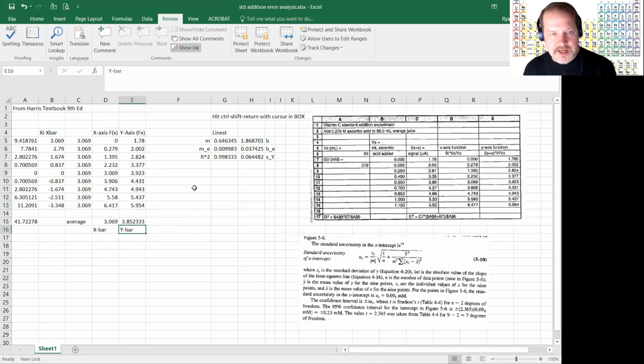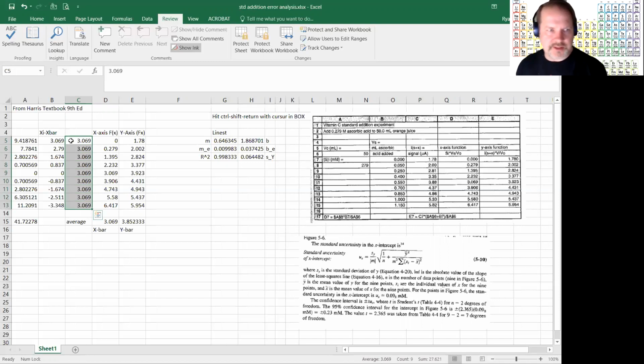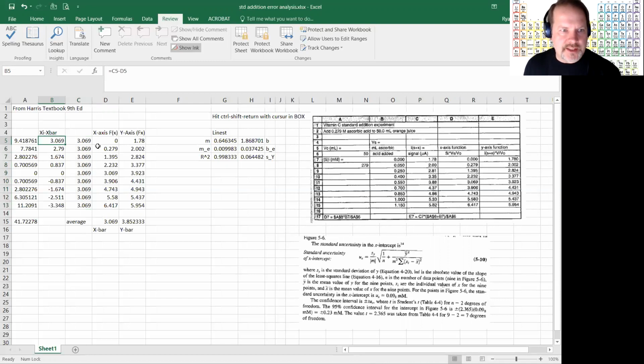Now, Xi is each data point, and we're going to subtract it from X bar. So here's X bar, the average. I just copied it here. You can simply highlight and then hit shift down and then control D to fill down. And then as you can see, I just subtracted C5 minus D5, and then I copied that all the way down. And then in here, I squared the difference. Down here is the summation of all of those differences squared.